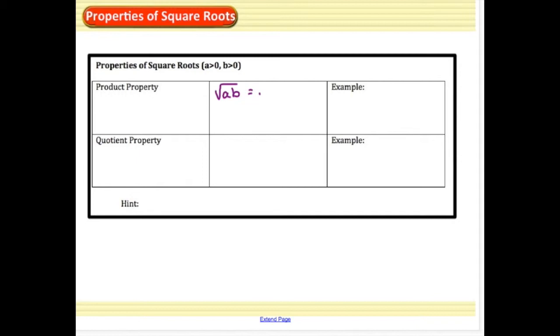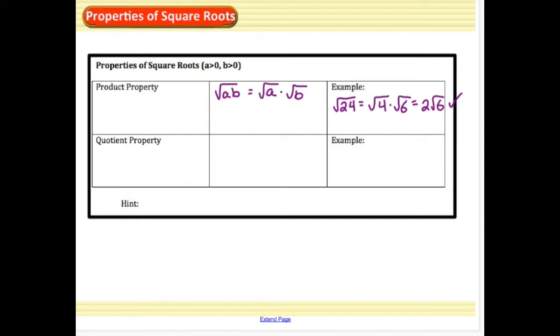The first is the product property. And what it says is that when you have two numbers under a radical together, it's the same as having those two numbers under separate radicals multiplied. So for example, if I have radical 24, it's the same as radical 4 times radical 6, which I can then simplify into 2 radical 6.